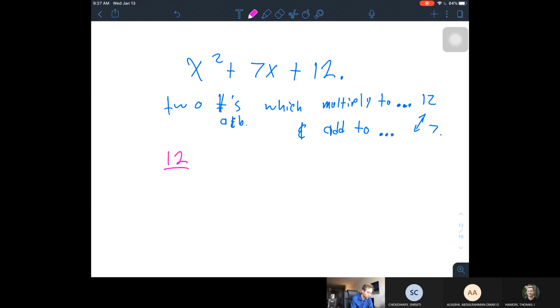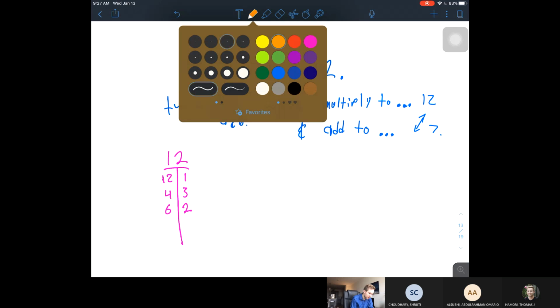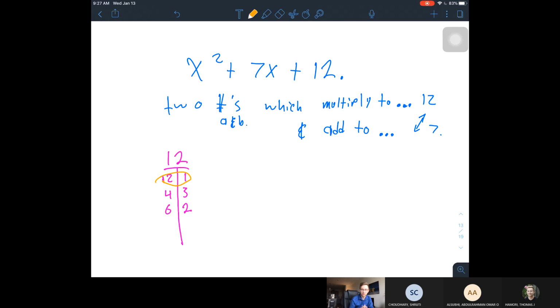One thing that can be helpful for students is to write down all the different pairs. You can multiply 12 and 1, 4 and 3, and 6 and 2. Those are the ways you can get 12. Then look at each: 12 and 1, there's no way to add or subtract those to get 7, so that's out. 6 and 2, I can add them to get 8, subtract to get 4, so that one's out. And 4 and 3 can make 7, so those are the ones we should use. So we should get x plus 3 and x plus 4.